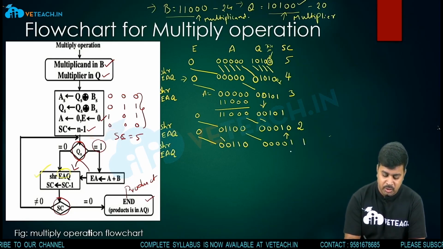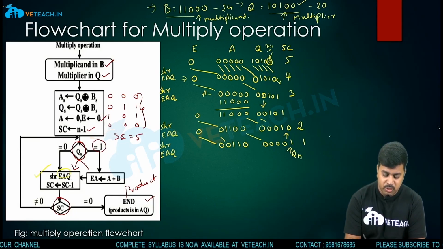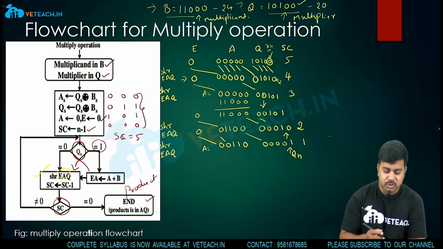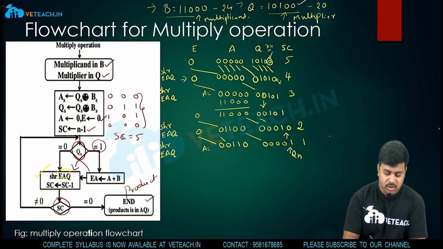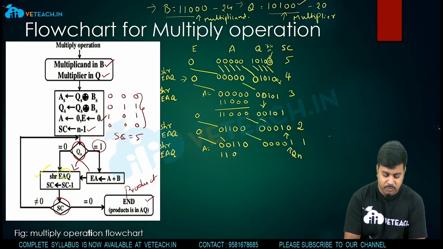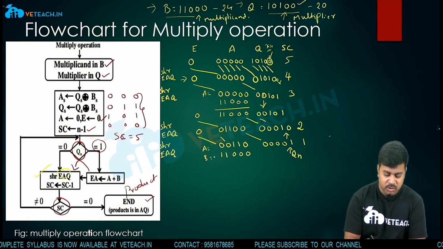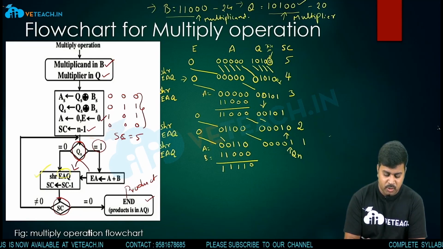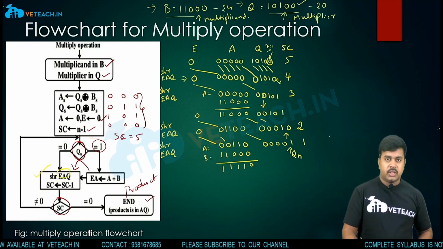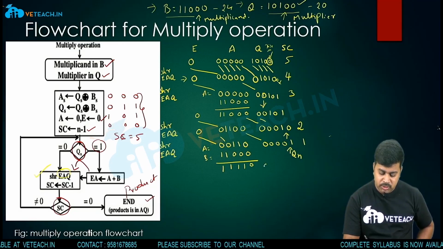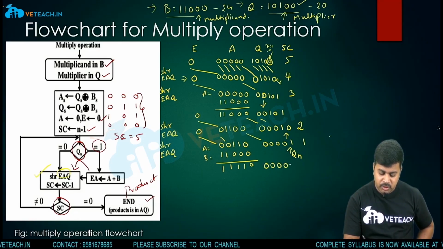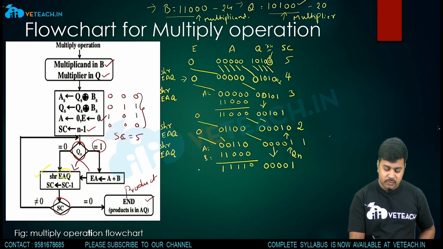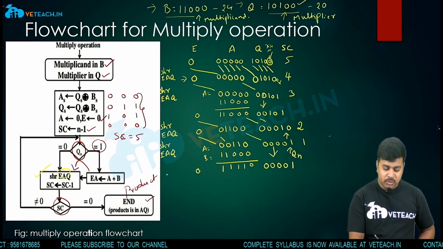Okay, now here you have to check the Qn value. If it is 1, you are going to add A plus B. Here A is 00110 and B is 11000. If you add these two numbers, you will get 0 1 1 1 1. Okay, so after that again you have to do shift right of EAQ. I am writing this Q directly here.